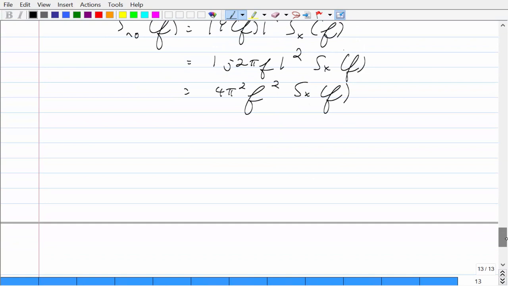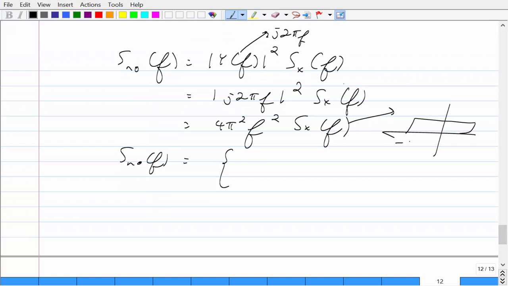Basically, you have a low-pass filtered noise, and it's going to be multiplied by 4 pi squared f squared. Remember, x of f looks like this, between here and here, multiplied by k. So we will have a response such that between minus b and b, this becomes 4 pi squared f squared k, because it's just a constant between minus b and b, and 0 otherwise.